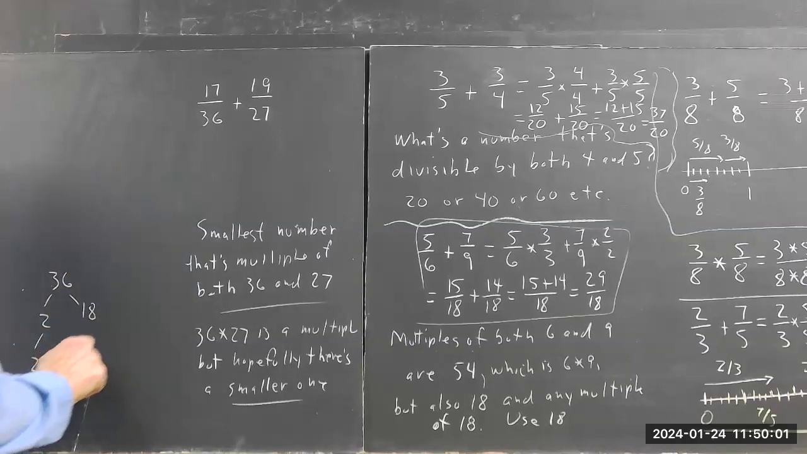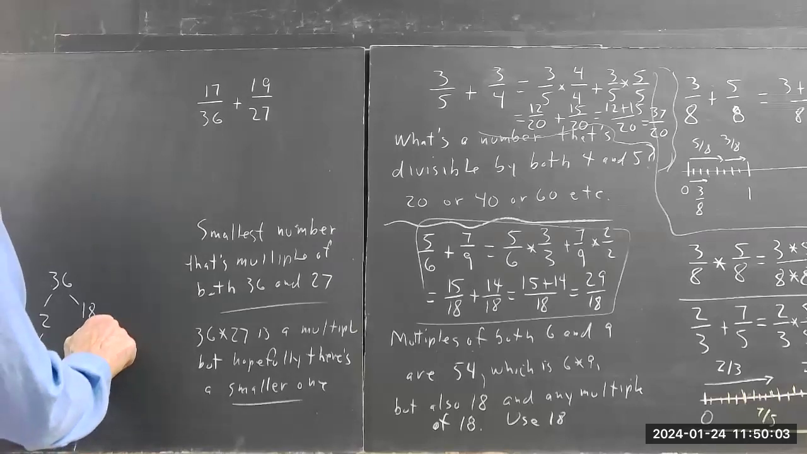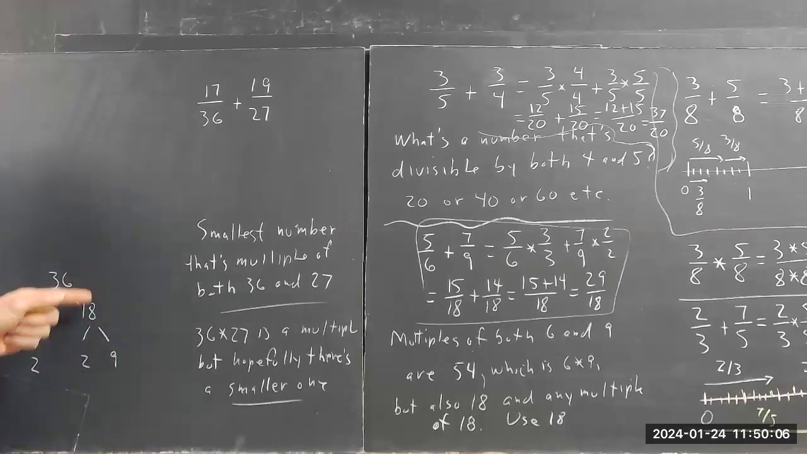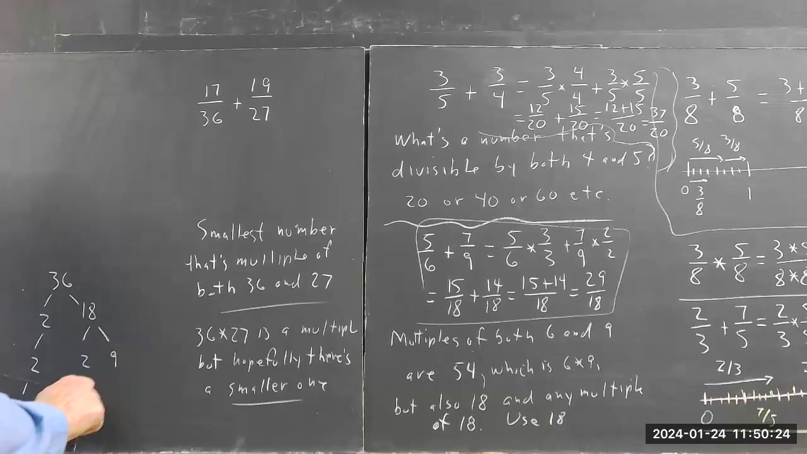So 18 is 2 times 9, right? Now 36 is 2 times 18, means it's 2 times 2 times 9. So every row here is going to multiply out to 36, right? So I'll bring this 2 down here because we're going to need it. Now, what's the smallest number that divides 9? 3. Okay.